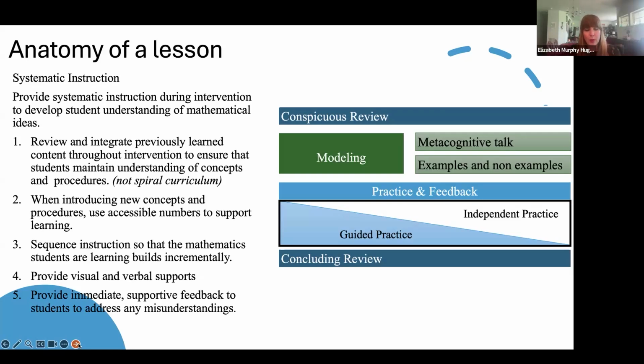Modeling is really that opportunity where you can show, engage in discussion, ask questions, and monitor students' progress while showing them how a problem is done: the concepts, steps, procedures, ideas, vocabulary, any of those things. And throughout this time, you're providing feedback and extra practice. And then we get into guided practice.